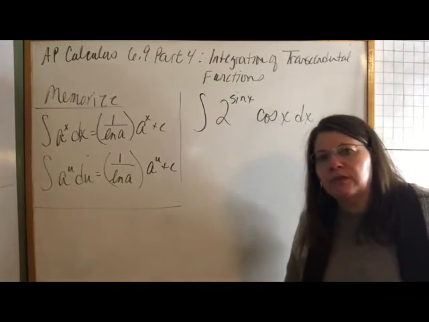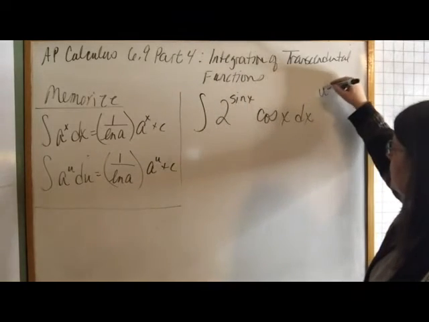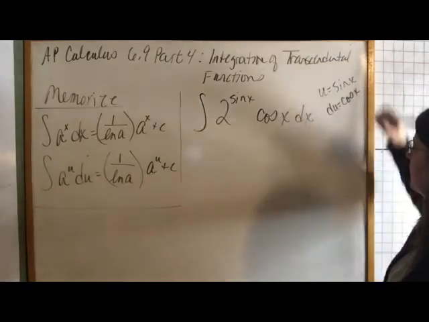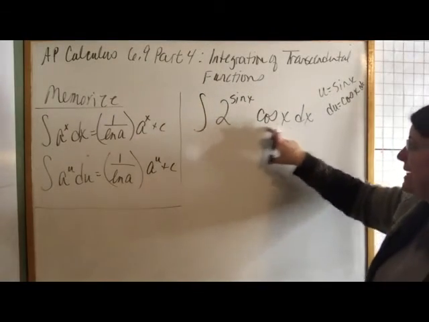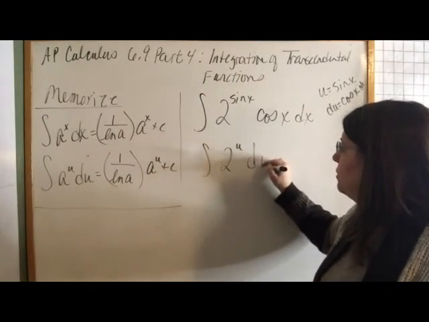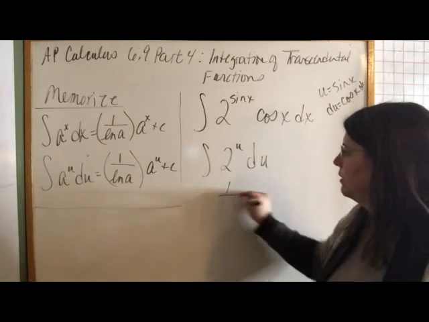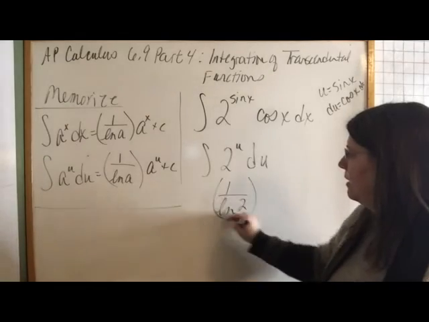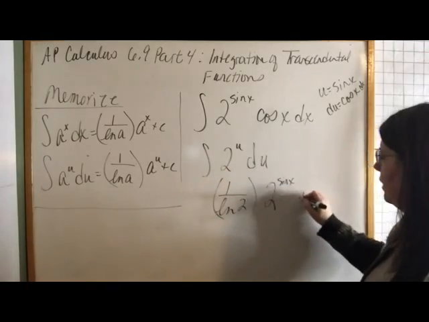Sometimes you may have functions that have trig in them. For this one, my u part, again, is going to be the exponent. So u is sine x. Du then would be the derivative of that, which is cosine x dx. So I have 2 to the u du. So I've got exactly what I need. 2 to the u du is my formula. So if I use the formula, I will have 1 over natural log of 2 times 2 to the u, and my u was sine x. And don't forget the plus c.